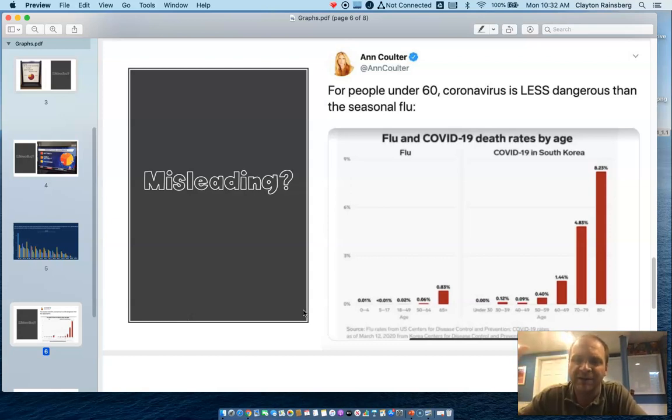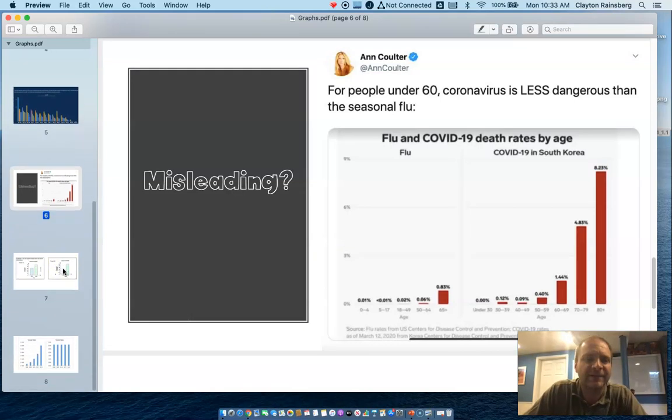What can be so misleading about that is, well, look at your x-axis. 0 to 4, 5 to 17, 18 to 49, 50 to 64, 65 and older for the flu. It doesn't match the axes on the right side. Under 30, 30 to 39, 40 to 49, they're not really the same width when it comes to the boxes, the intervals, the bins, better word, the bins for them. So this type of stuff still happens today.